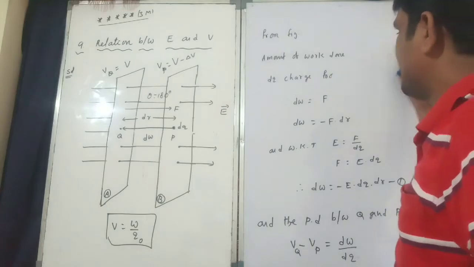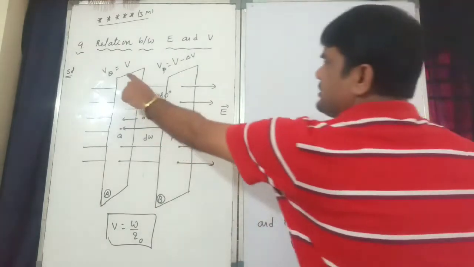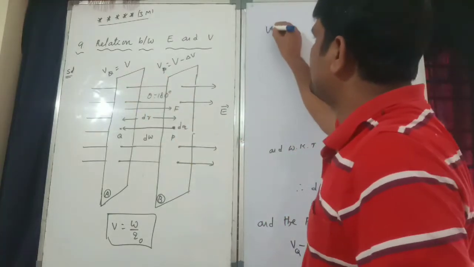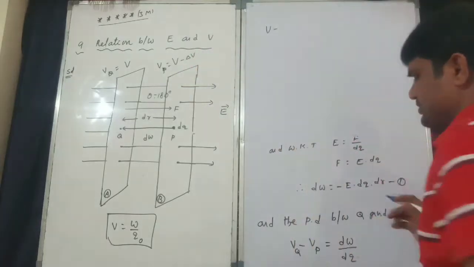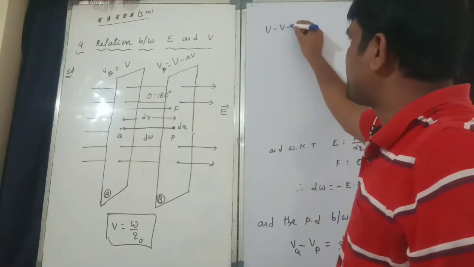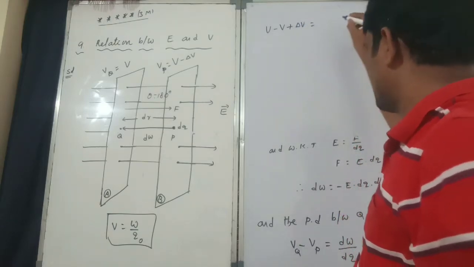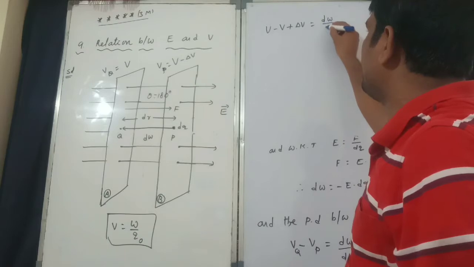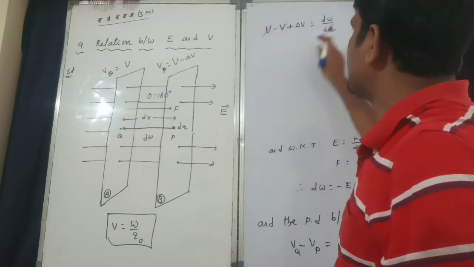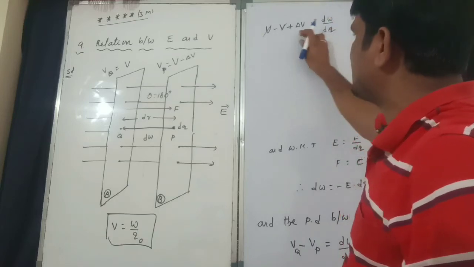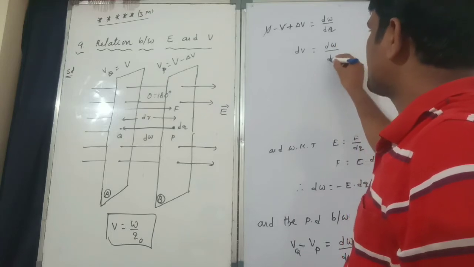Okay. Then, VQ. What is the VQ value? V minus VP value, V minus DQ. So minus V plus delta V is equal to dW by dq. The minus gets cancelled. Here d will be delta. We will write dV is equal to dW by dq. Equation number 2.